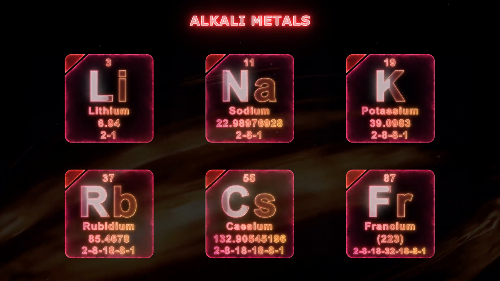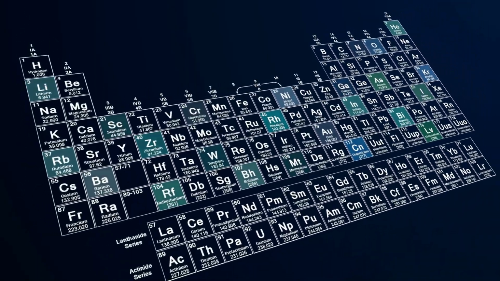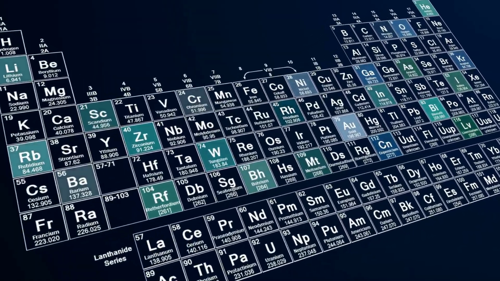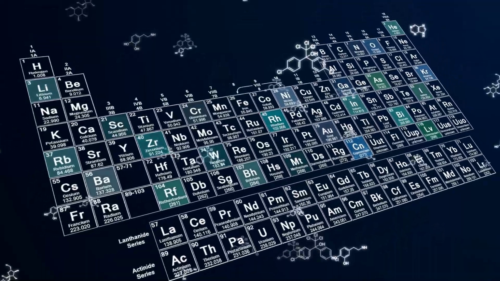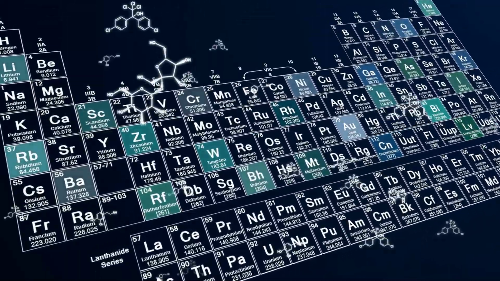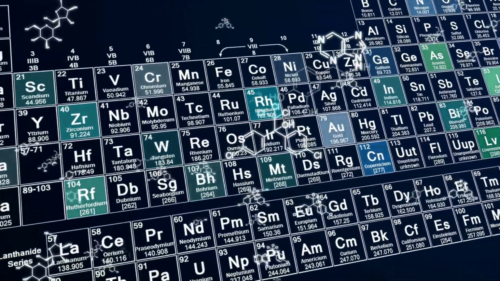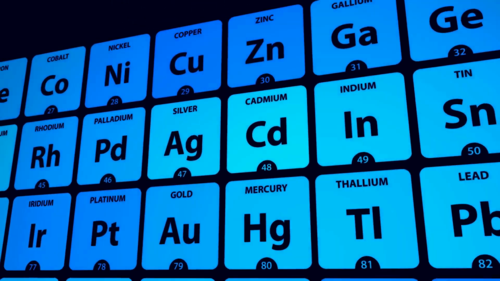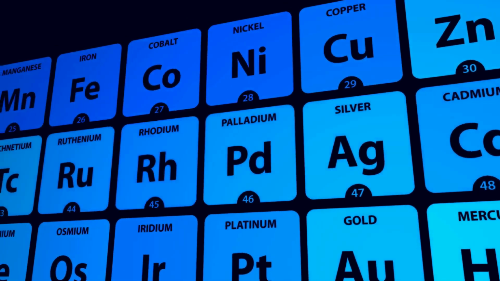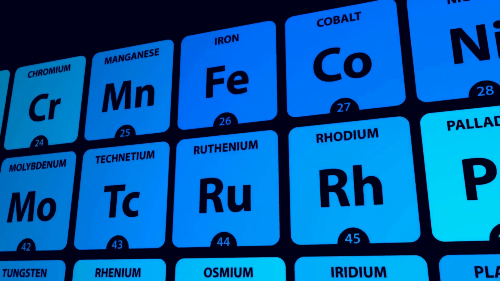Now let's turn our attention to the periods, the horizontal rows on the periodic table, or the streets of our city. Periods are a bit different. They represent the energy levels of an atom's electron shell. As you move across a period from left to right, each element has one more proton and is less metallic than the previous. This results in a pattern of properties that is repeated with each new period.